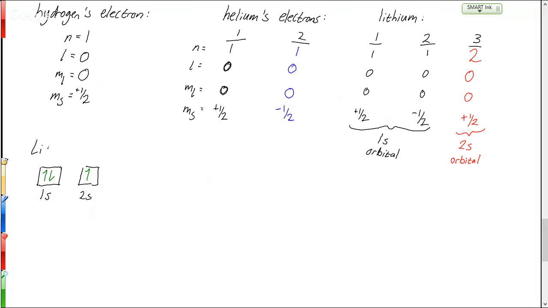And then the other way, and the way that we ultimately want to do it, is something called an electron configuration. It looks like this. Where we just write them sequentially with little superscripts indicating how many electrons are in each orbital. So there's 2 electrons in the 1s and 1 electron in the 2s. So this thing is called an electron configuration.